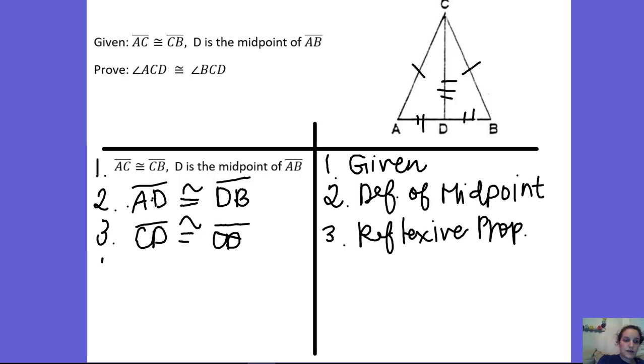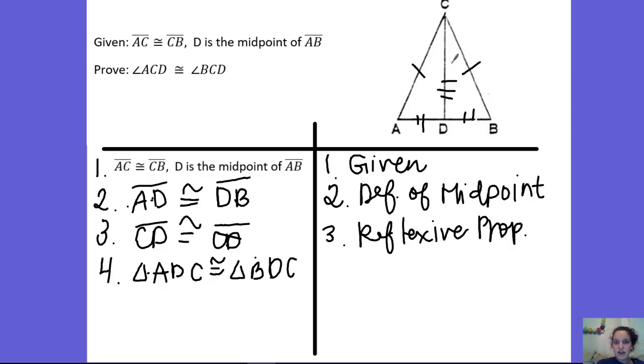And so now I see, oh my gosh, these two triangles are going to be congruent to each other. So triangle ADC is going to be congruent to triangle BDC. ADC is congruent to BDC by side, side, side.